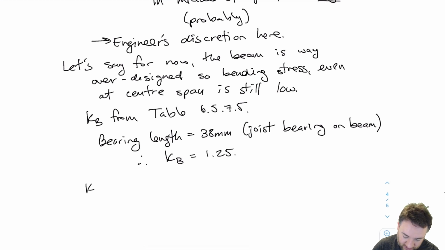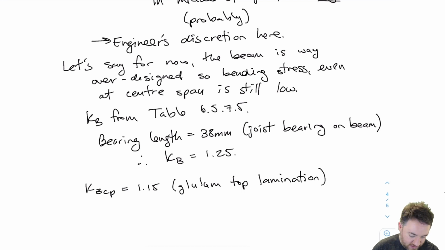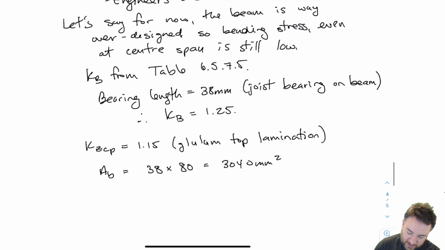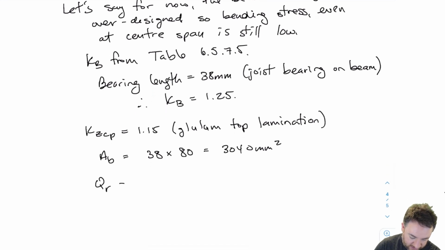And as for our size effect factor, KZCP, this is still going to be 1.15 because we're still talking about bearing on the Glulam top lamination. So the aspect ratio of that lamination remains the same. Okay, so now I can calculate my AB, which is the same as what the AB was for the joist that was bearing at the end on the beam, joist 2, and we get 3040 millimeters squared, and then I can calculate my QR, effective all applied loads.